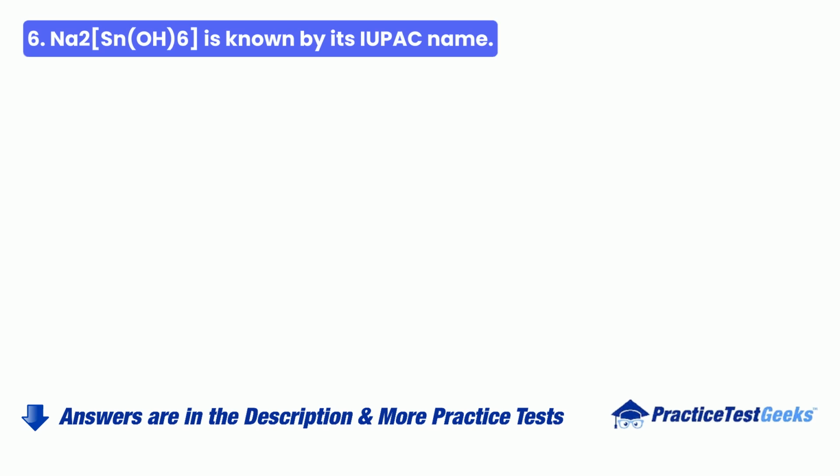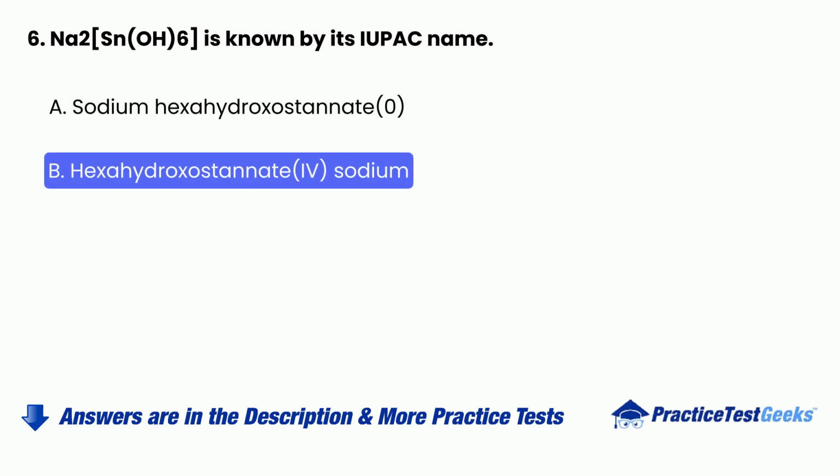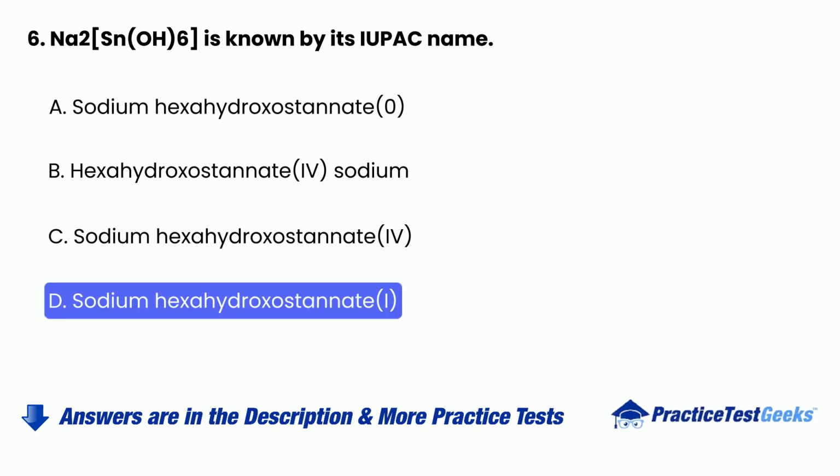6. Na2[Sn(OH)6] is known by its IUPAC name. A. Sodium hexahydroxostannate(0). B. Hexahydroxostannate(4) sodium. C. Sodium hexahydroxostannate(4). D. Sodium hexahydroxostannate(1).